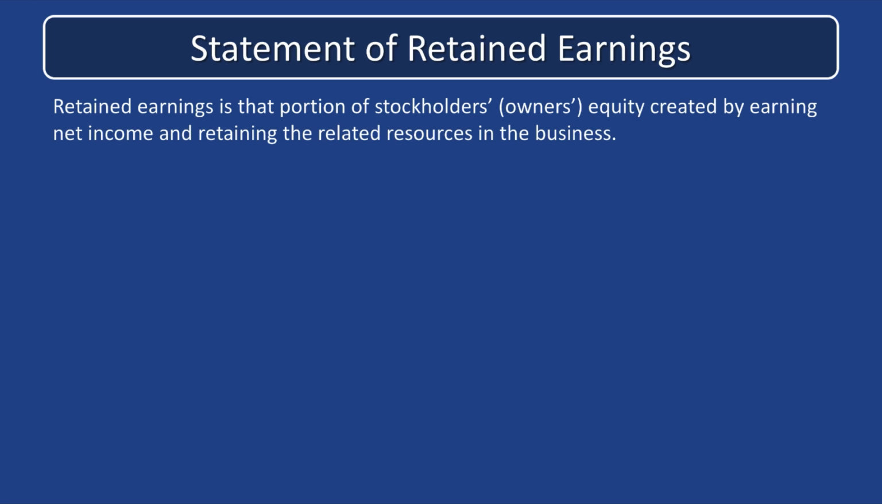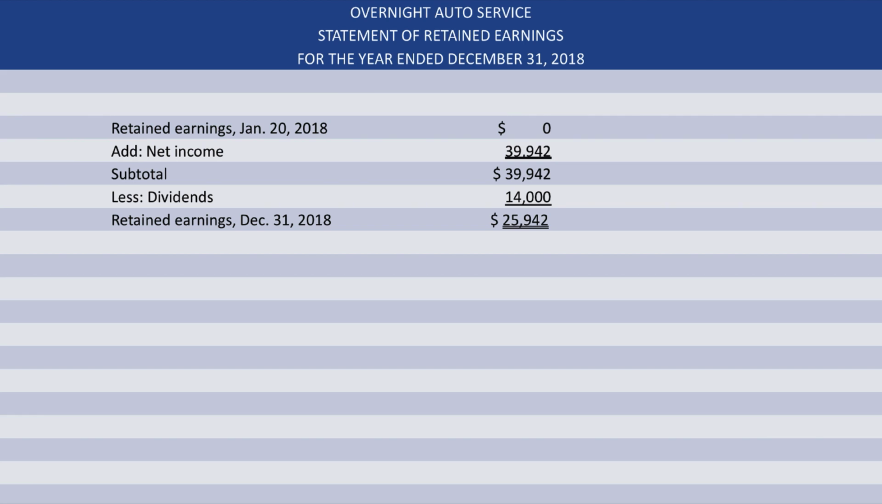Increases in retained earnings result from earning net income, decreases result from net losses and from the declaration of dividends. Here is the statement of retained earnings for Overnight Auto Service for the year ended December 31, 2018. The amount of retained earnings at the beginning of the period is shown at the top of the statement. Next, the net income for the period is added, or net loss subtracted, and any dividends declared during the period are deducted. This short computation determines the amount of retained earnings at the end of the accounting period.